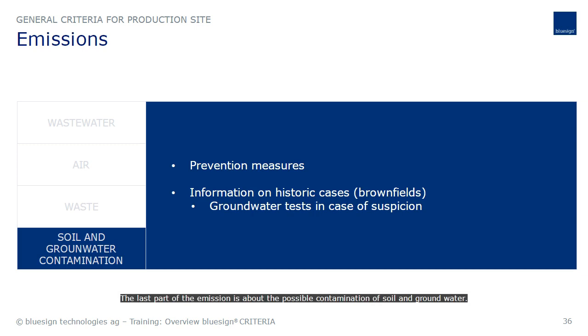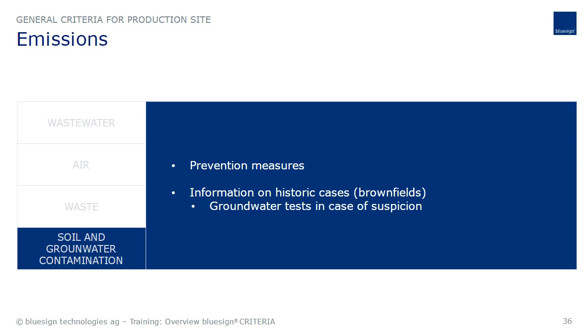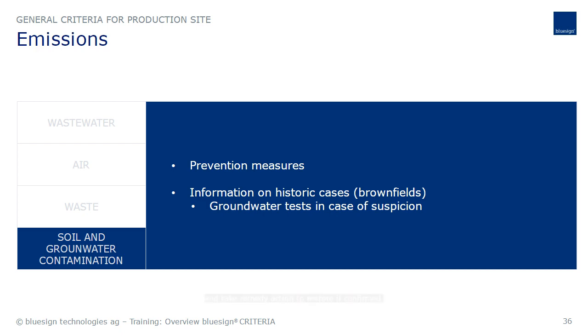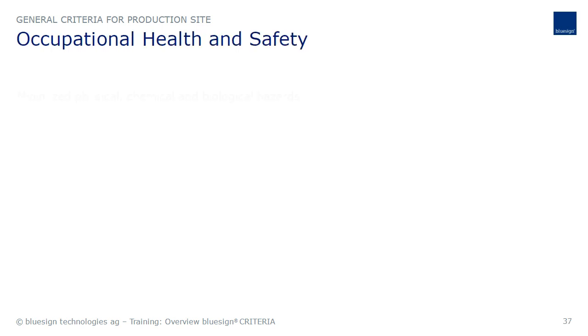The last part of the emission is about the possible contamination of soil and groundwater. The production should be set up in a way that contamination to soil and groundwater can be avoided. In case of suspected historical brownfields, investigation has to be carried out and remedy action taken to restore if confirmed.